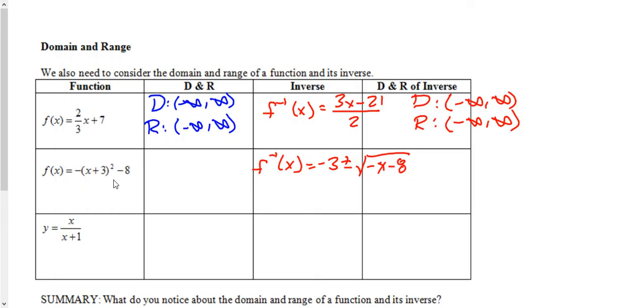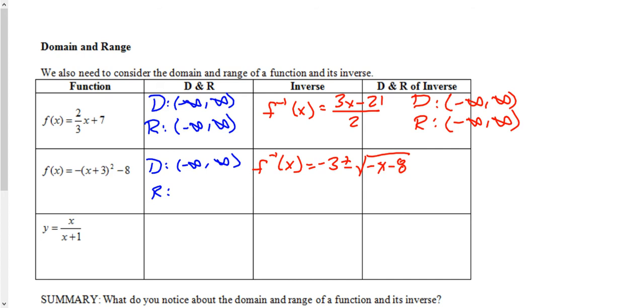On the original function, it's a parabola going downwards. So my domain here, again, I'm going to use interval notation. My domain is going from everything left to right, negative infinity all the way up to positive infinity. My range, though, is going to be slightly special.